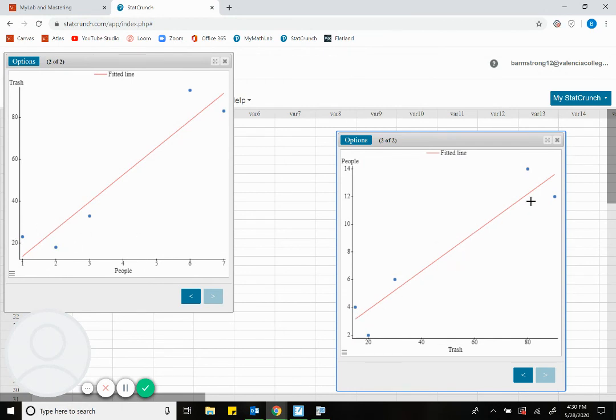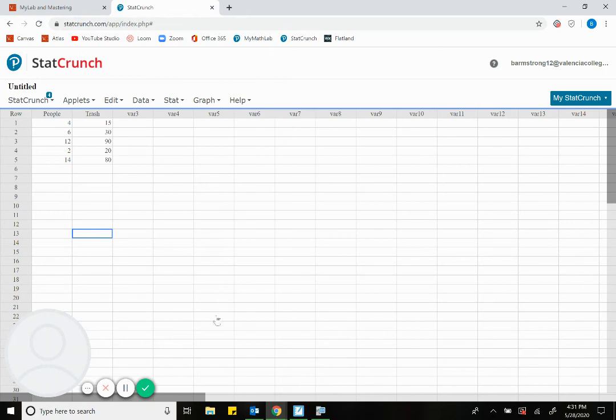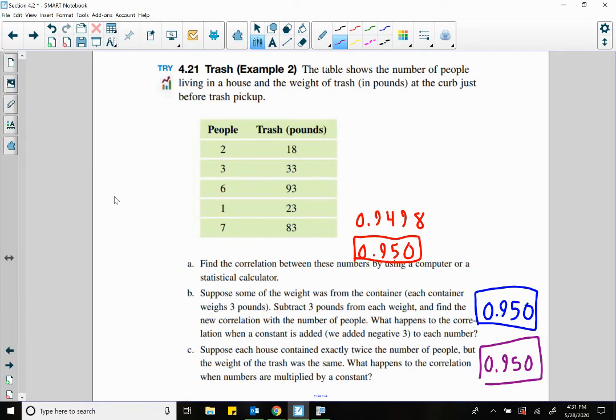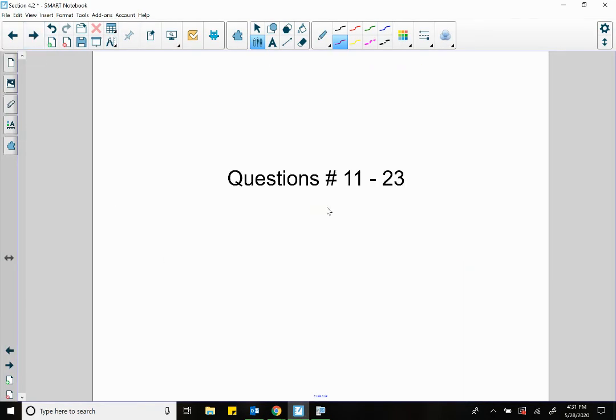Okay? This still has the same correlation coefficient. It's kind of like the dots got reflected over a line a little bit. Okay? It's still the same correlation coefficient. It's still that 0.95 here. It's still 0.95 here. So it doesn't matter if you switch the x and the y variables around. The correlation coefficient will stay the same. Okay? Kind of cool. So that right there is the end of 4.2.